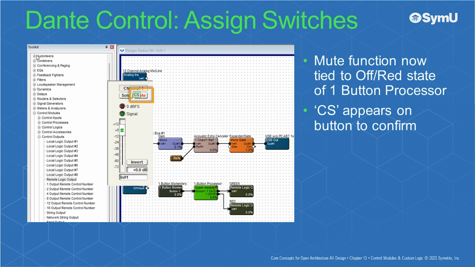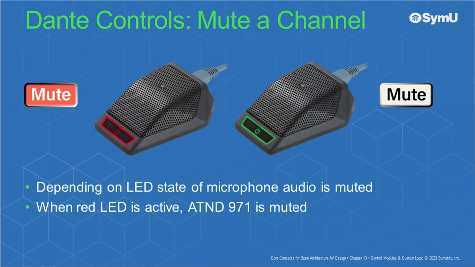The mute function is now tied to the off-red state of the one-button processor, and CS appears on the button to confirm. Depending on the LED state of the microphone, the audio is muted. In other words, when the red LED is active, the AT-ND971 is muted.